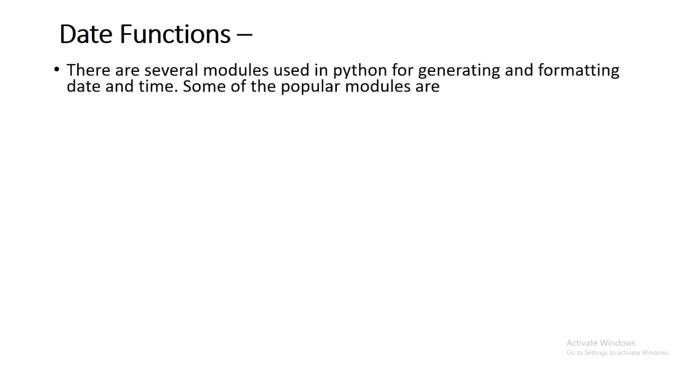What are date functions? There are several modules used in Python for generating and formatting date and time. Some of the popular ones are datetime, time, pytz, and dateutil. There are other ones, but these are the popular ones.